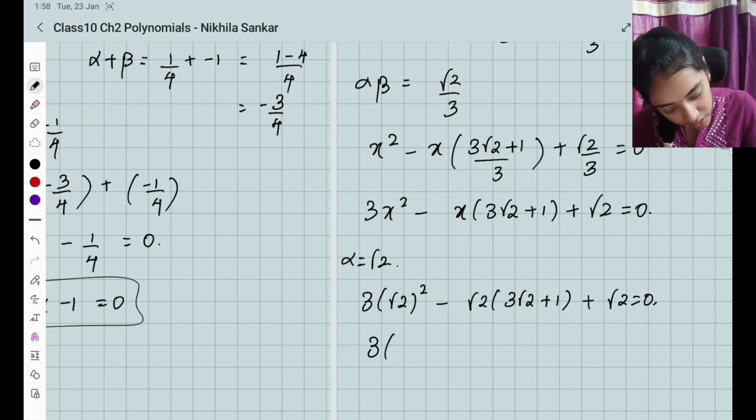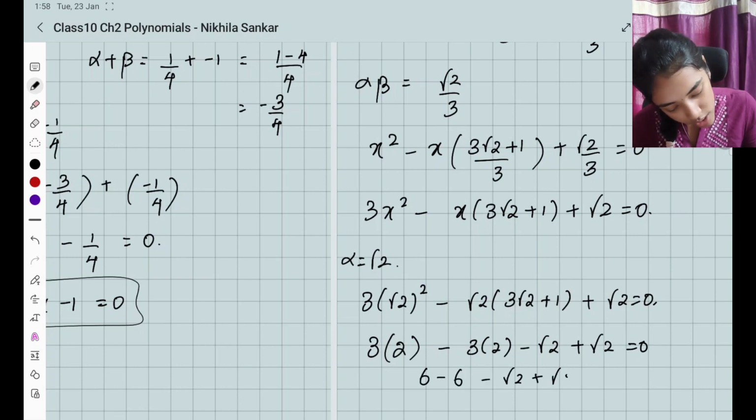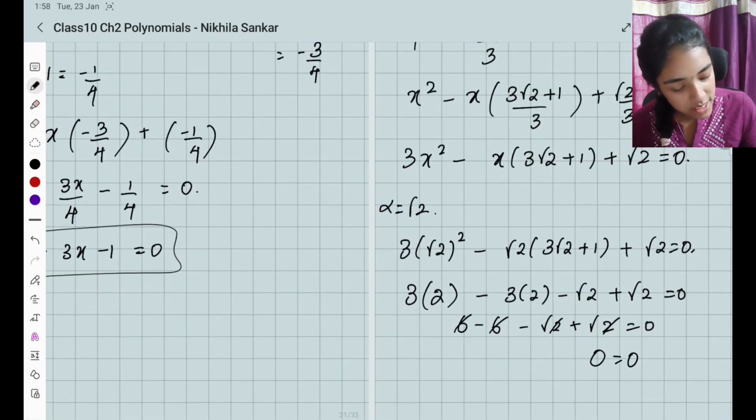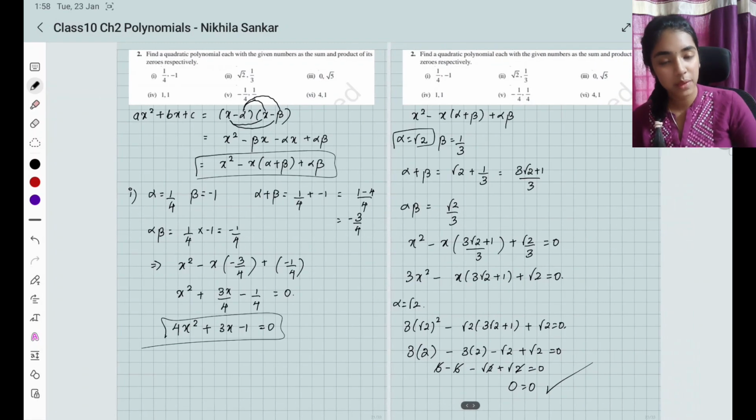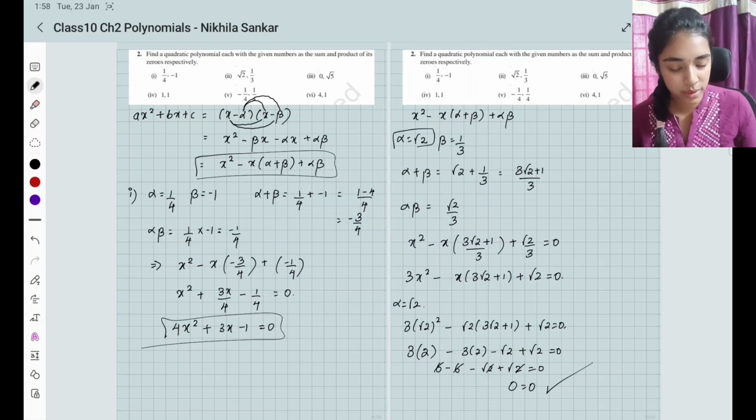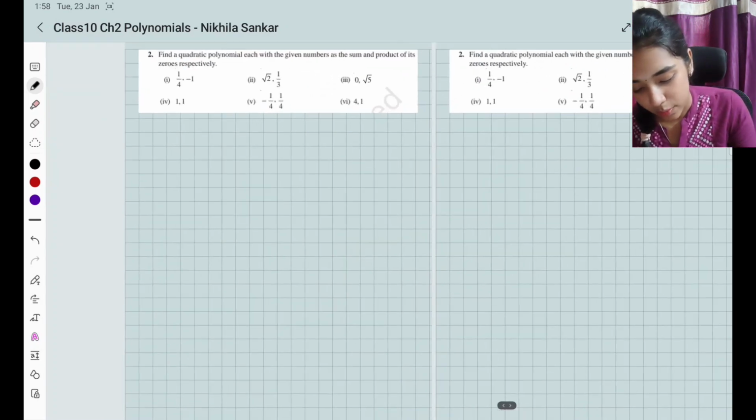When I multiply, I have 3 into root 2 into root 2 is 2 minus, இதை உள்ள multiply பண்ணா I have 3 into 2 minus root 2 plus root 2 equals 0. So you have 6 minus 6 minus root 2 plus root 2 equals 0. So this gets cancelled, this gets cancelled. So you have 0 equals 0. So whatever equation you have found out is correct. And 0 satisfies, we have checked that this is going to be the 0. Okay. Now question number 3.